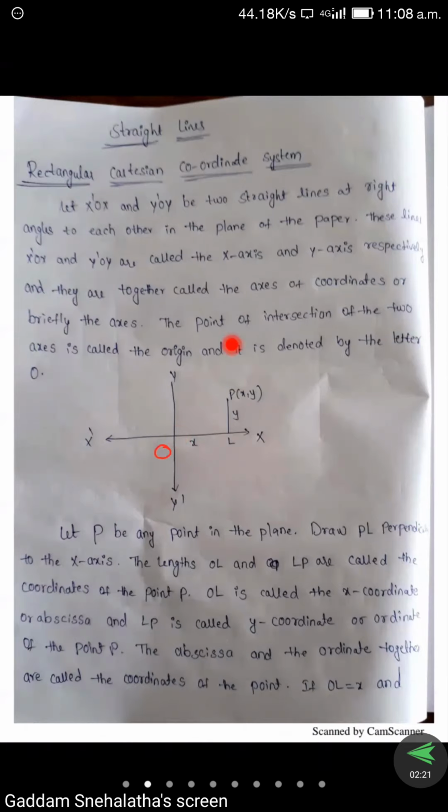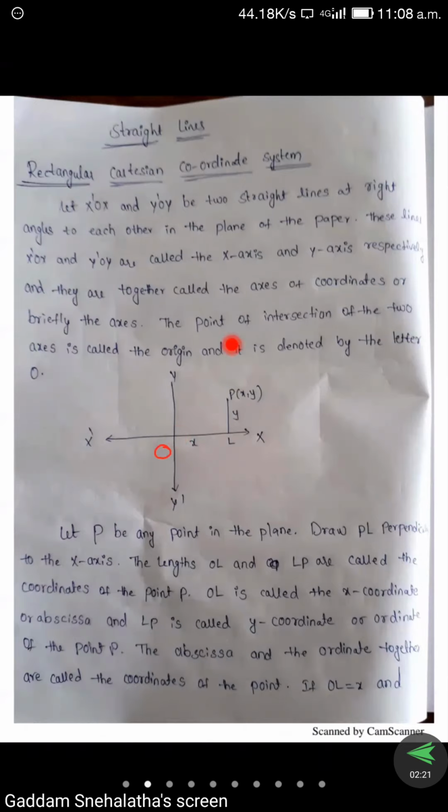First I am taking the point P. After that I draw a perpendicular line to the x-axis. Perpendicular means in the opposite direction to the x-axis. The x-axis is a horizontal line, so we have to draw vertically. So that is called PL. Draw PL perpendicular to the x-axis. What is the length of OL? OL is made from this point O up to L. This distance is called OL.